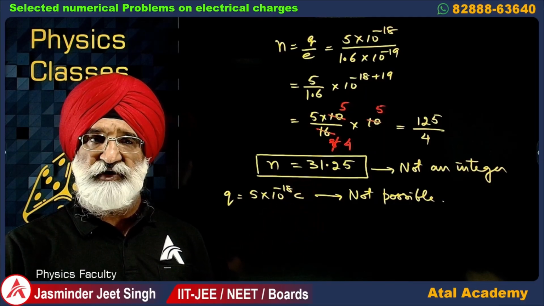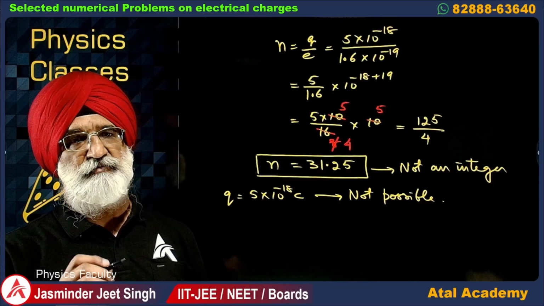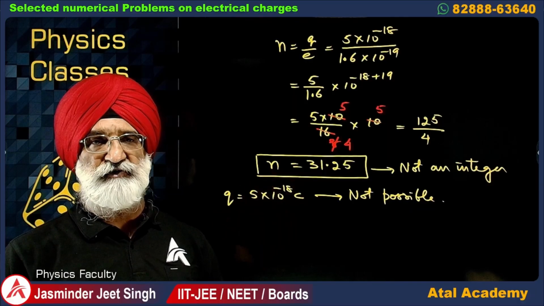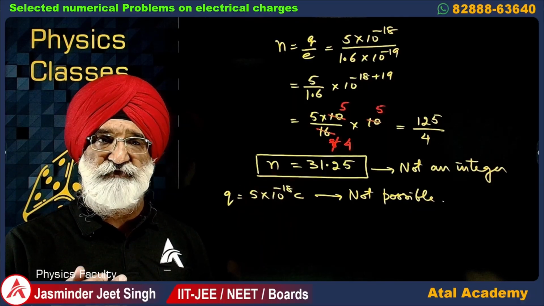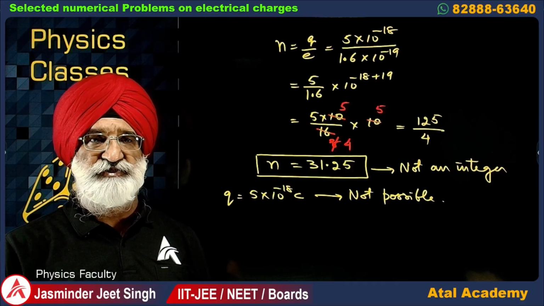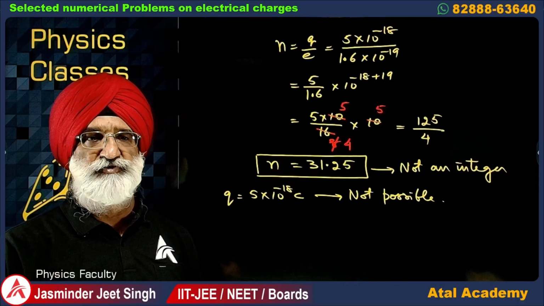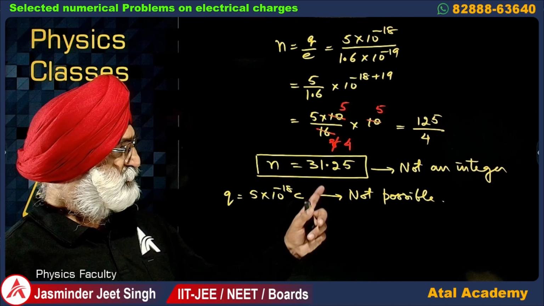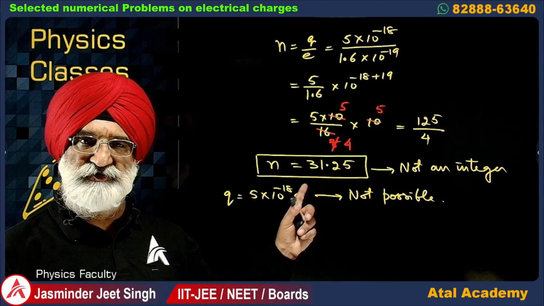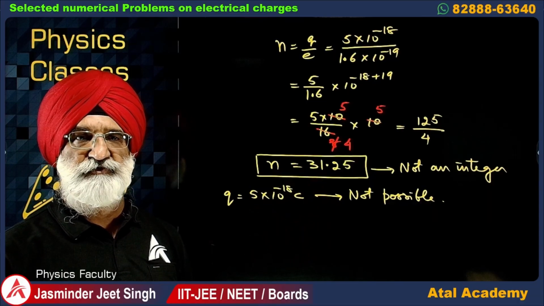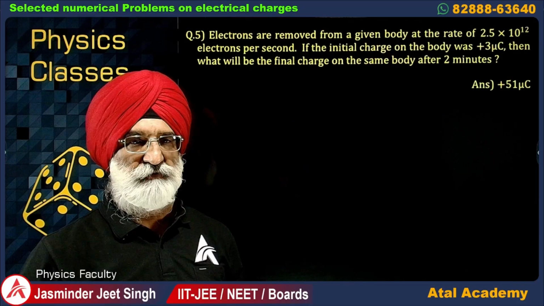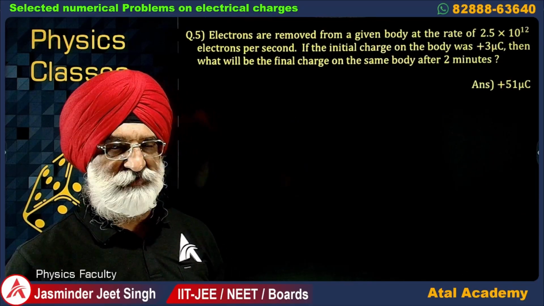We can remove either 31 electrons or 32 electrons. We cannot remove 31.25 electrons because electrons cannot be further subdivided at our level. So we cannot say that 1/4 of an electron can also be removed. Therefore, this N should be an integer. Since N is not an integer, the charge of 5 into 10 to the power of minus 18 coulombs is not possible. Numerical number 5.